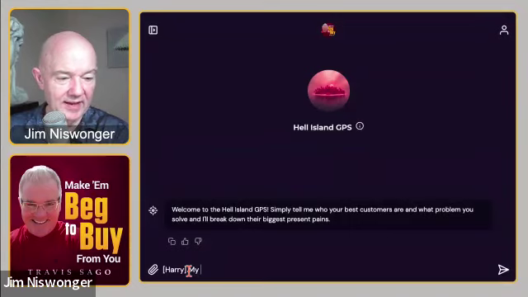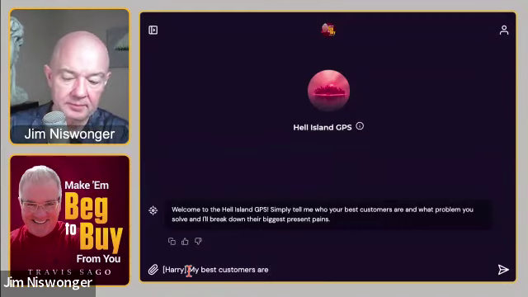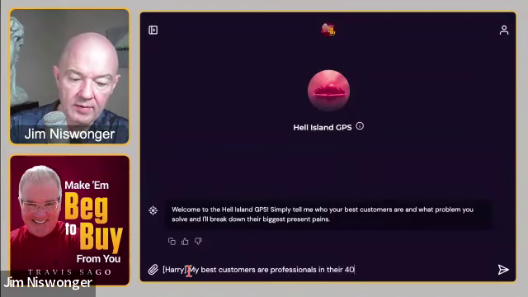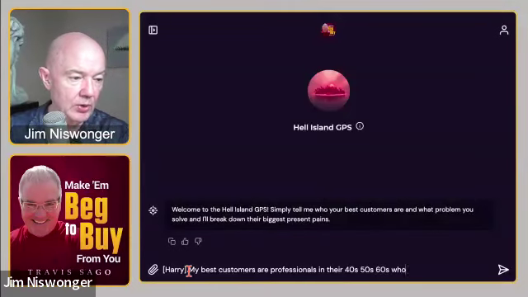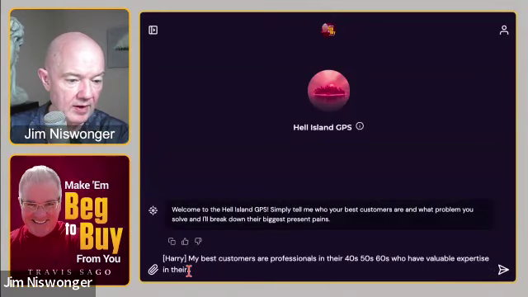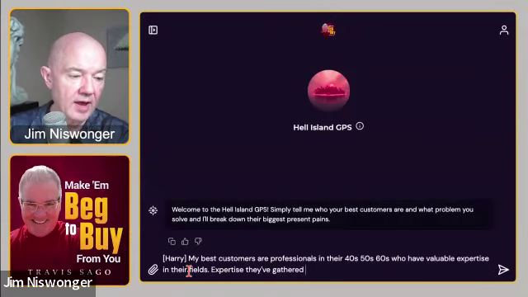So really my ideal... no, my best customers. For me it's even better just using best instead of ideal. It feels like an important word. Customers are people in their 40s, 50s, 60s who have valuable expertise in their fields, expertise they've gathered hands-on for decades.